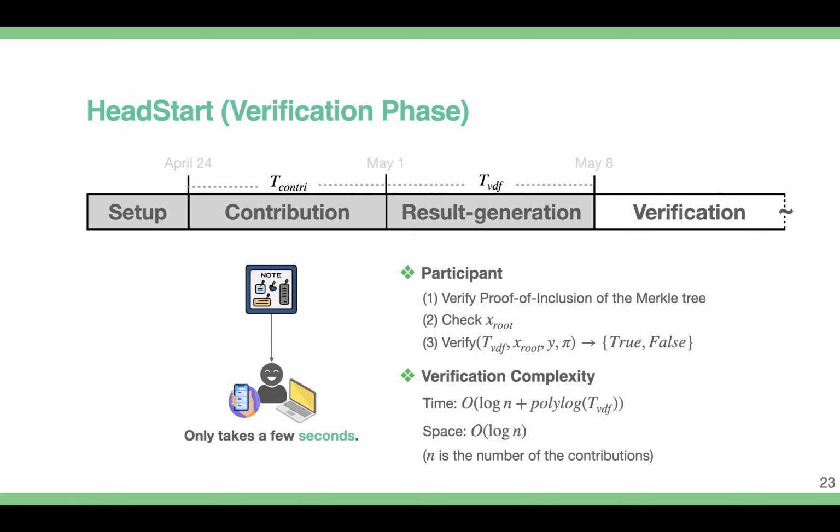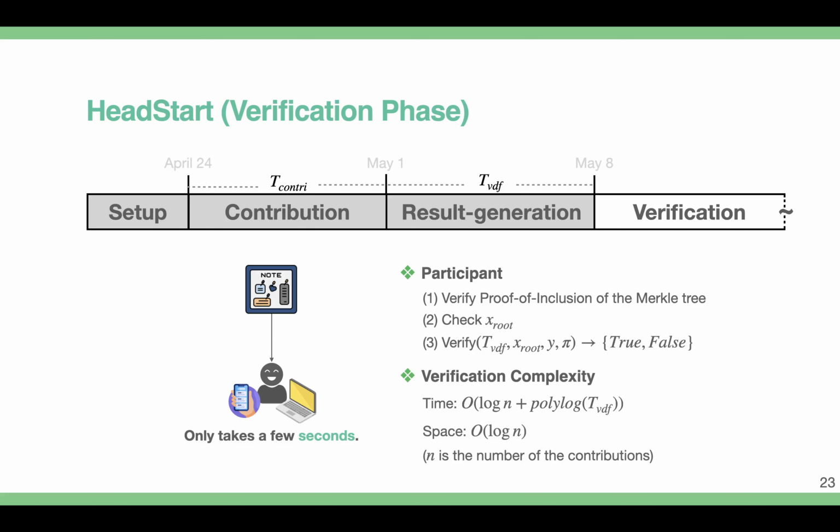First, they can efficiently check their contribution is correctly included by computing the audit path of the Merkle tree. Second, check whether the tree root is correctly published. And lastly, verify the correctness of the VDF. If all the 3 steps of the verification are passed, then we can ensure the random result is secure.